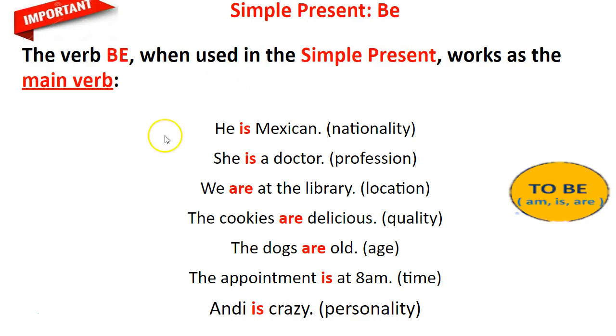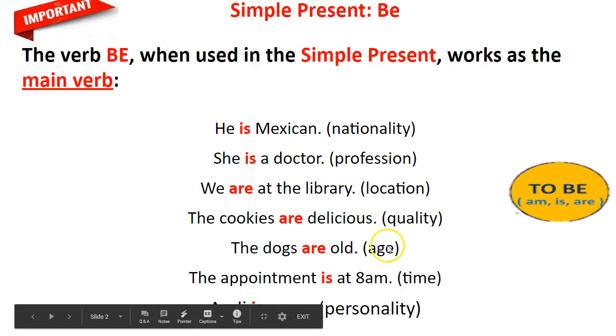We use simple present with be as the main verb when we're talking about nationality, profession or job, the location of something, the quality of something, how good or bad it is, the age of someone or something, the time of something, or someone or something's personality.